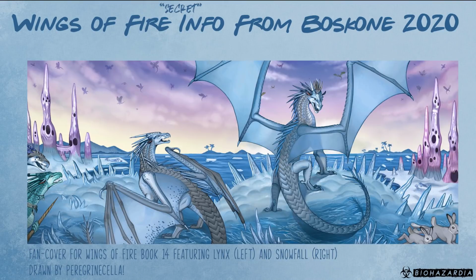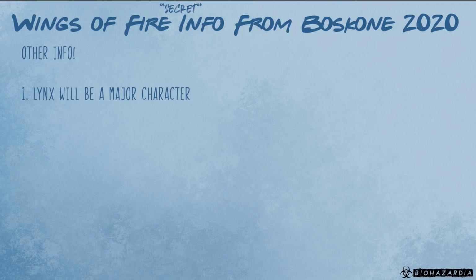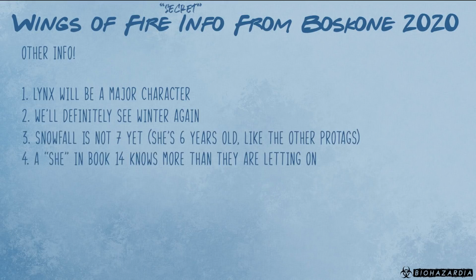Yeah, so that was extremely epic, and we were basically all losing our minds at that point. But some other information that we learned about Queen Snowfall at Boskone 2020 was that, first of all, Lynx will play a major role in book 14, and that she'll help temper Snowfall in her isolationist anxieties and fears. We also learned that we'll definitely see Winter again in book 14, and that Snowfall is not 7 yet because she hadn't made it to the adult wall by the end of book 10.